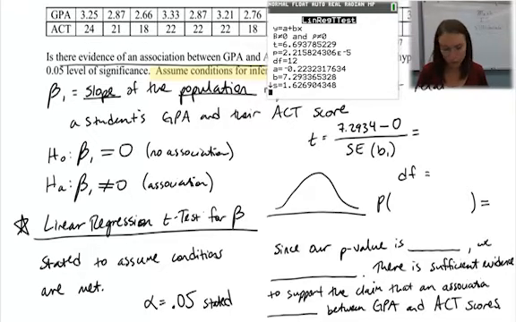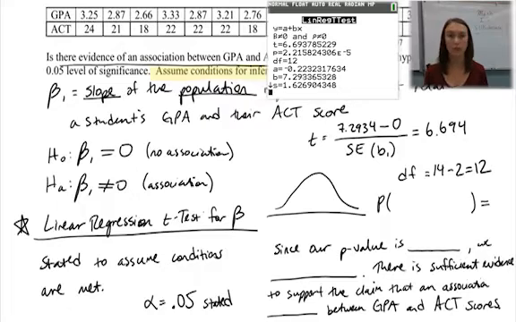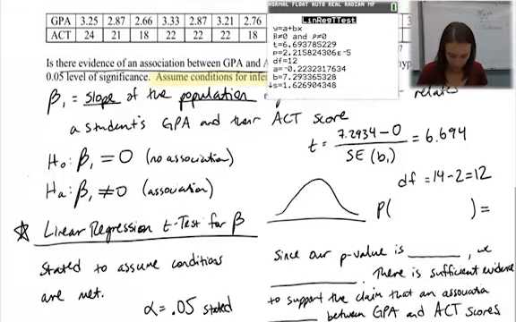My t-score is 6.6937, so I'm just going to go with 6.694. All right, and my degrees of freedom are 12. Notice that's 14, my sample size, minus 2, which is 12. It's nice to show that calculation. Don't just put 12. Show the grader that you know how to find the degrees of freedom. It's n minus 2.